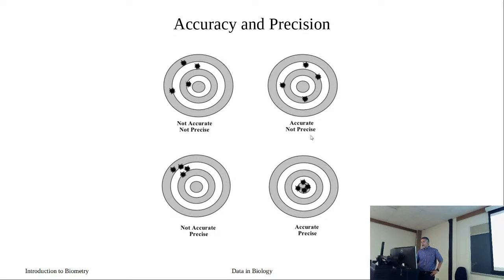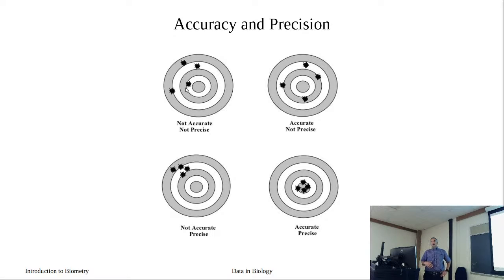If we're accurate but not precise, you can see how wide our shots are on this target. But if we take all four and take an average, our average is going to be right on target, right on the bullseye. So we're accurate but not precise. If we're not accurate but precise, we're off our target. But because we're precise, our groups are real narrow. And then if we're not accurate nor precise, we're off the target and we're spread out.